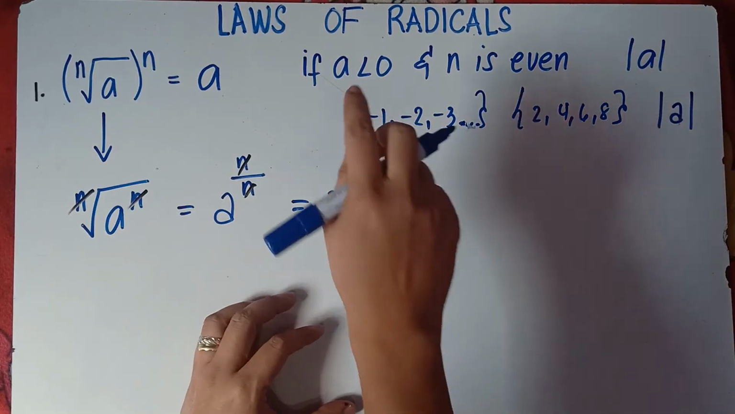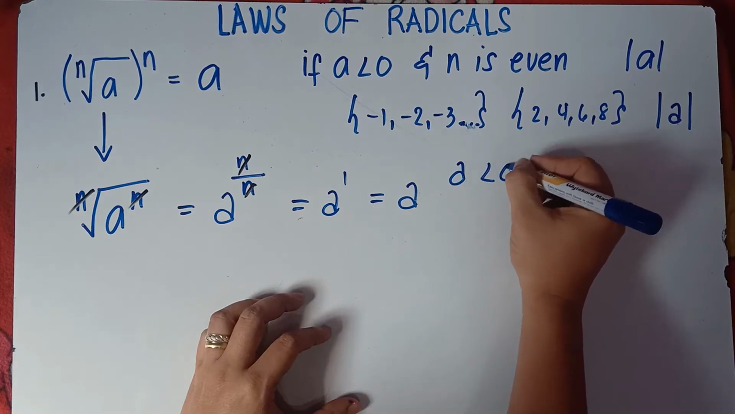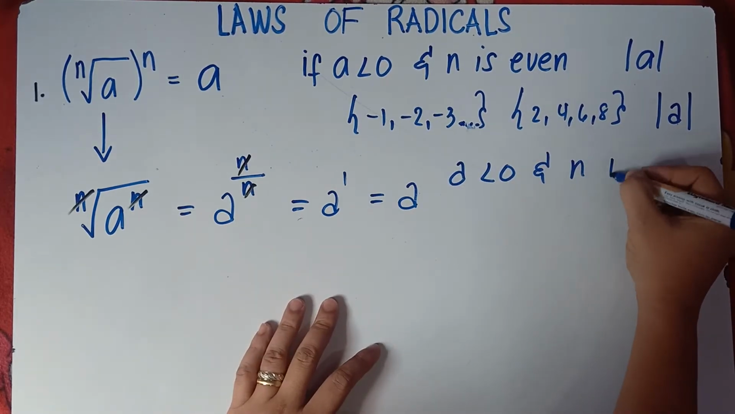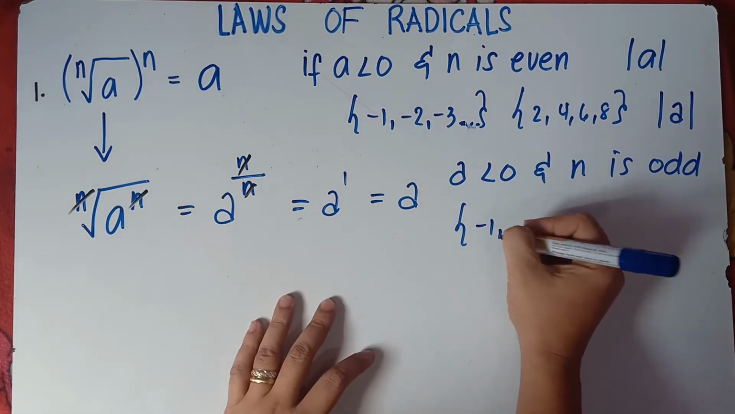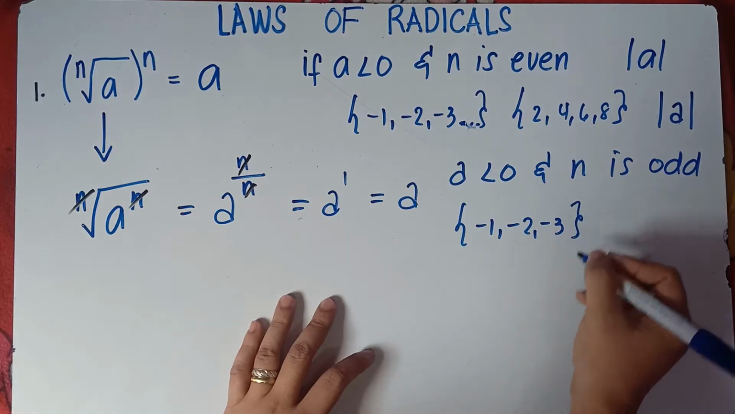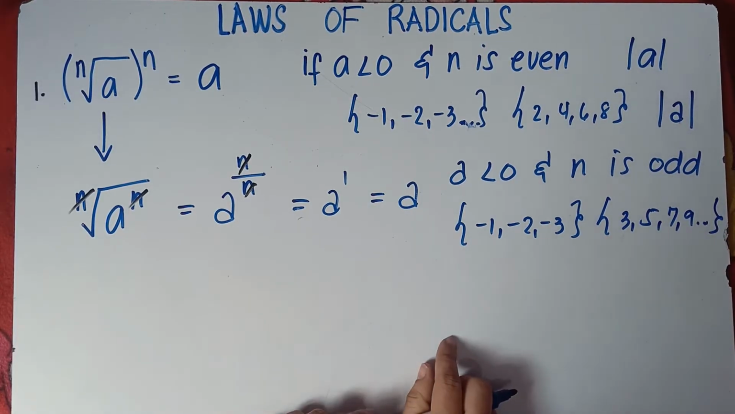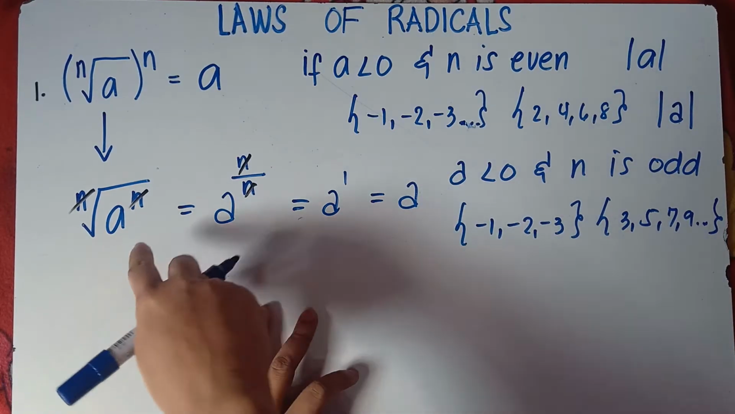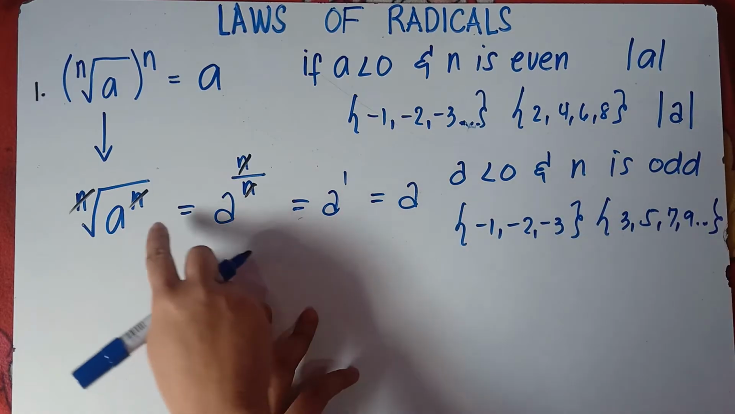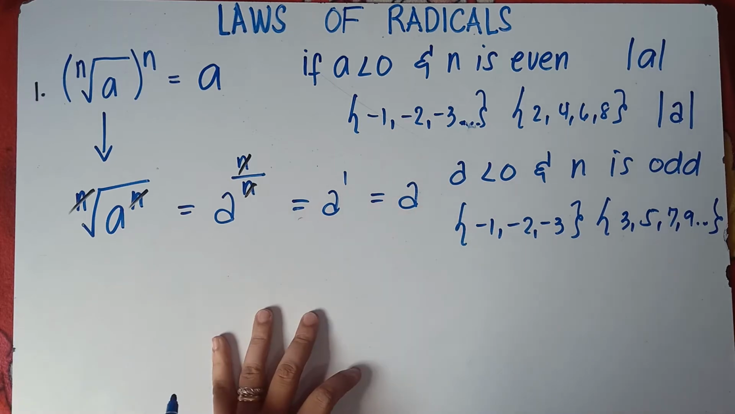Now, what if, sir, A is less than 0 and n is odd? So, if A is less than 0 and n is odd, what do you mean by odd numbers? Of course, less than 0 would be -1, -2, -3, and so on. For odd numbers, we have 3, 5, 7, 9, and so on. So what if A is less than 0? The number inside this radical symbol is negative, and your n is odd. So the exponent, for example, 3, 5, 7, 9, or 11, is odd.